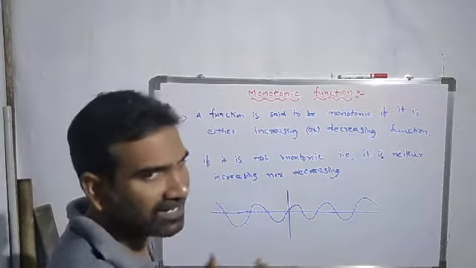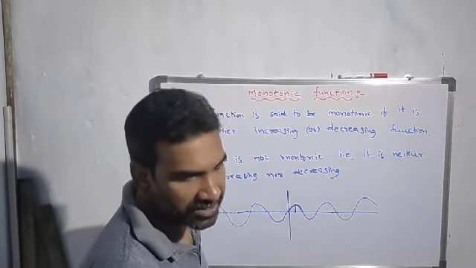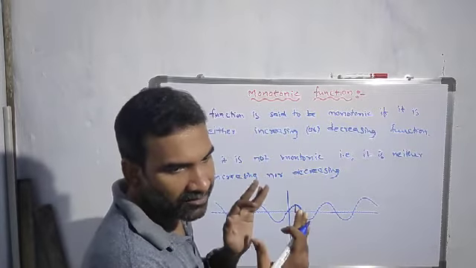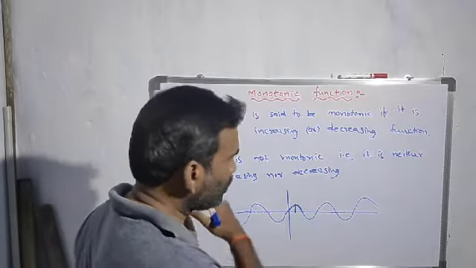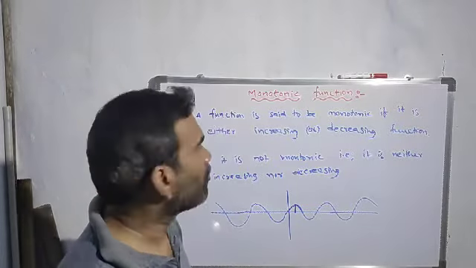If you take different intervals, for example 0 to 90, it is increasing function. 90 to 180, it is decreasing function. If you take the total graph of that sin x, it is not monotonic function.